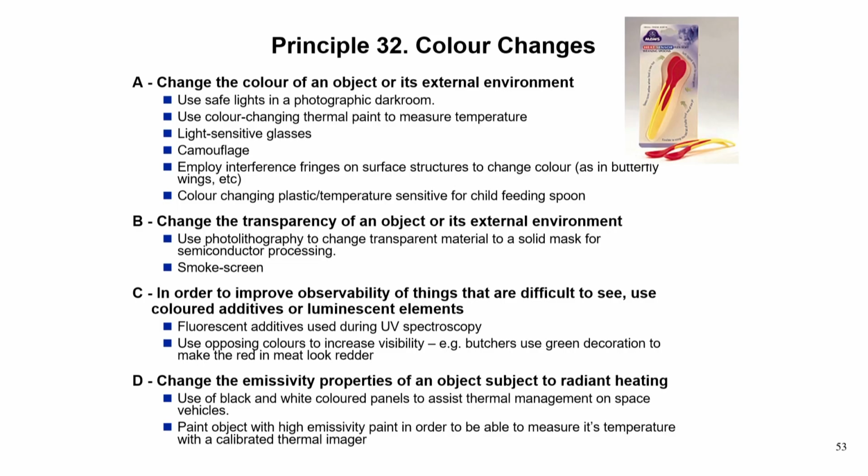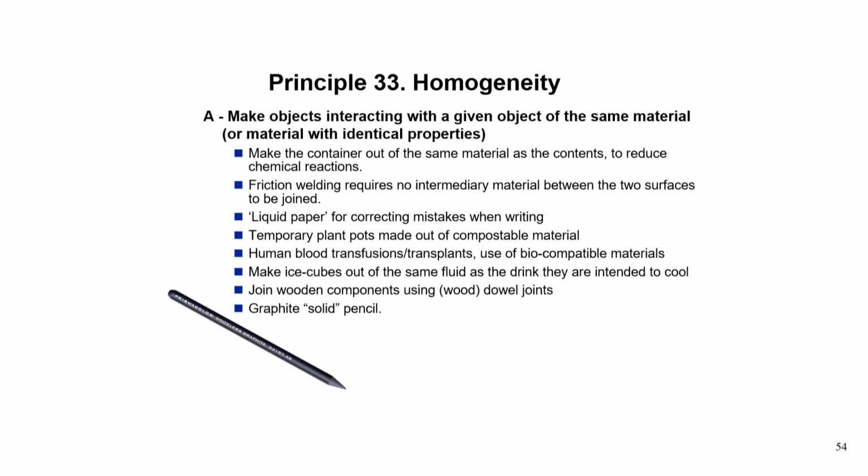Now, from here I will go to a new principle, principle 33, which is the principle of homogeneity. The principle of homogeneity tells us to make objects interacting with a given object of the same material, that is important here, or material with identical properties. I will give you some examples.